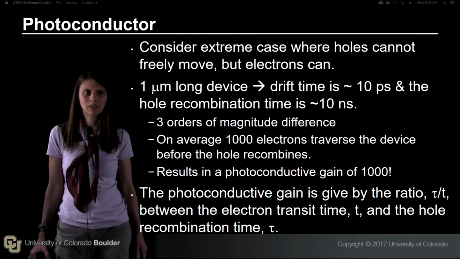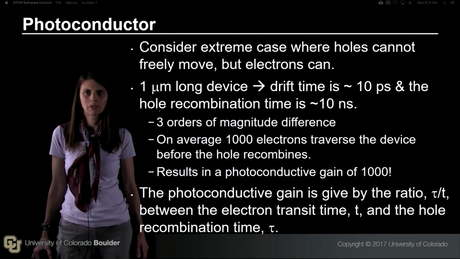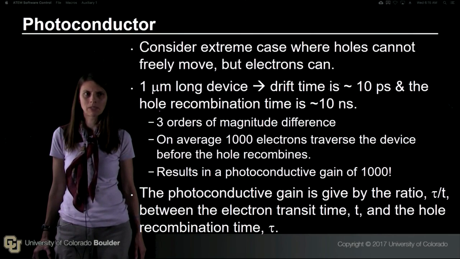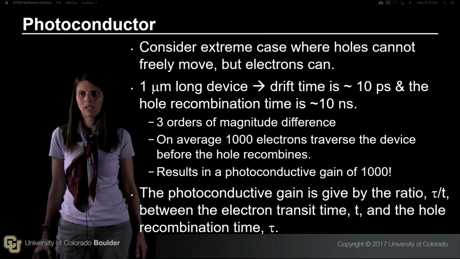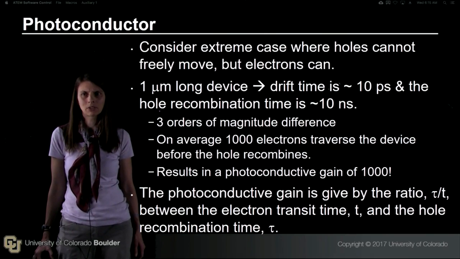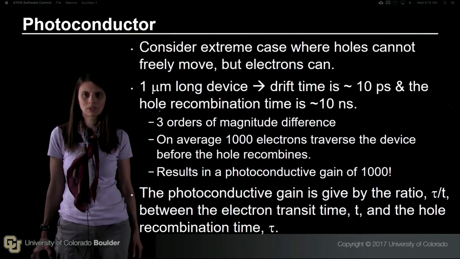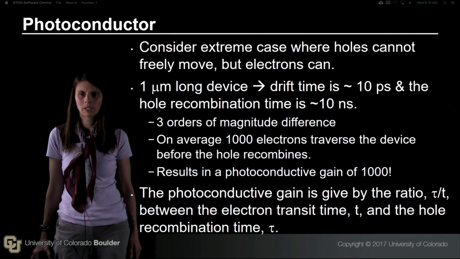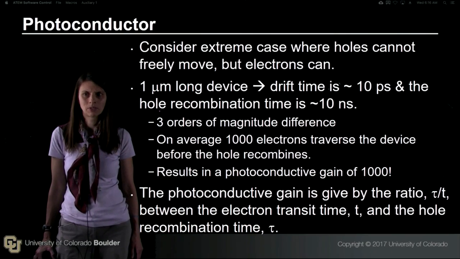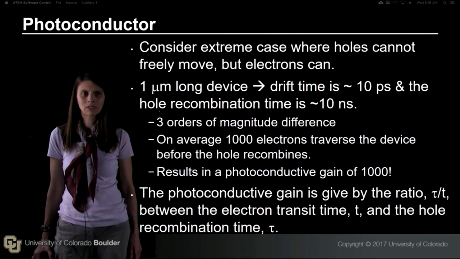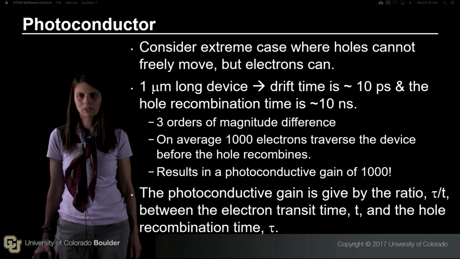If we take the case of a 1 micron device, the drift time is approximately 10 picoseconds, and the hole recombination time is 10 nanoseconds. There's a 3 orders of magnitude difference. What that means is that on average, there are 1,000 electrons that traverse the device before the hole recombines. That results in a photoconductive gain of 1,000. The photoconductive gain is really given by the ratio of tau to T, between the hole recombination time and the electron transit time.